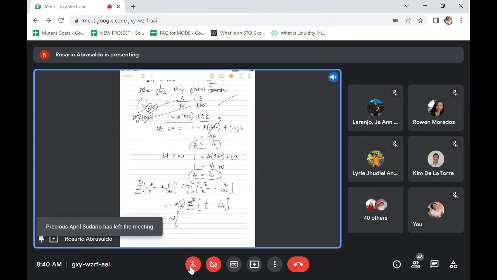So, solving now, we can distribute this, class, no? The summation of 1 over k, where k is from 1 to 70, minus the summation of 1 over k plus 2, where k is from 1 to 70.